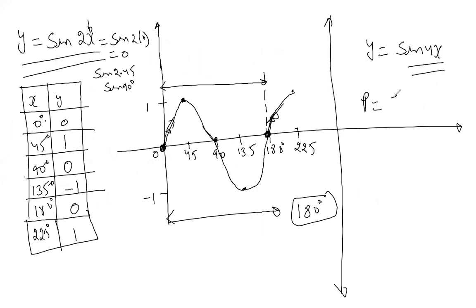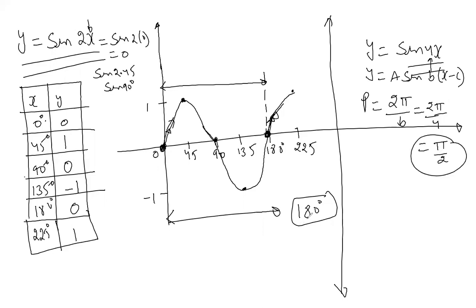P equal to 2 pi over b. We will compare this graph with the general equation y equal to a sine (bx minus c). So it means our b is 4, so the period is 2 pi over 4, right? Which means the period is pi over 2. So it means this function is going to repeat itself after a 90 degree angle. Makes sense?